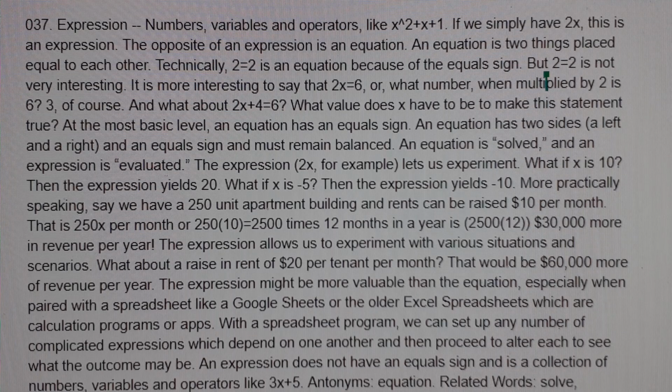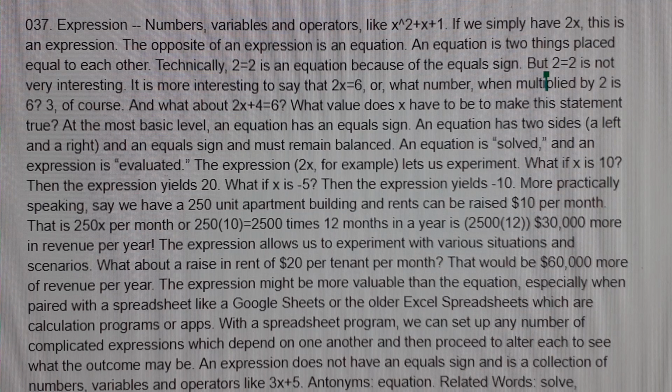The expression might be more valuable than the equation, especially when paired with a spreadsheet like Google Sheets or the older Excel spreadsheets, which are calculation programs or apps. With a spreadsheet program, we can set up any number of complicated expressions which depend on one another, and then proceed to alter each to see what the outcome may be.